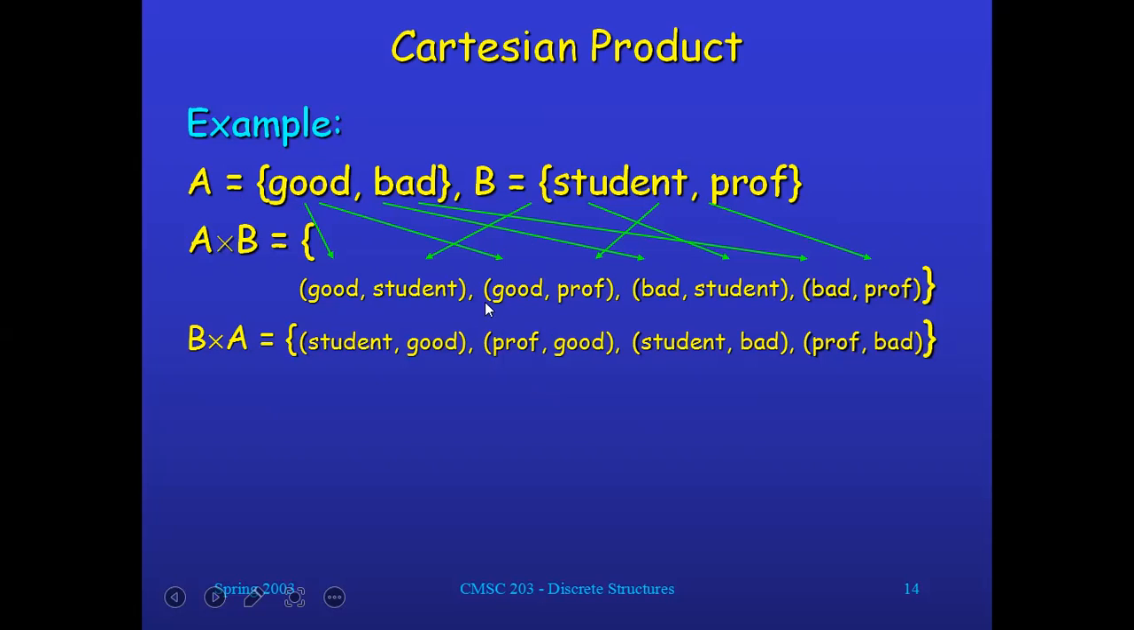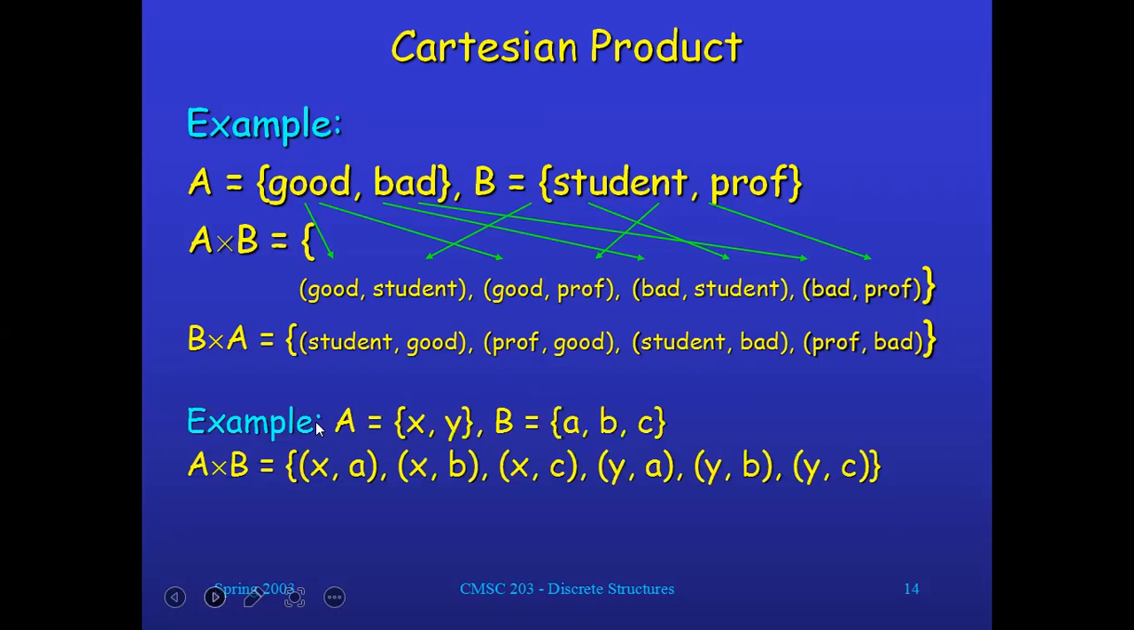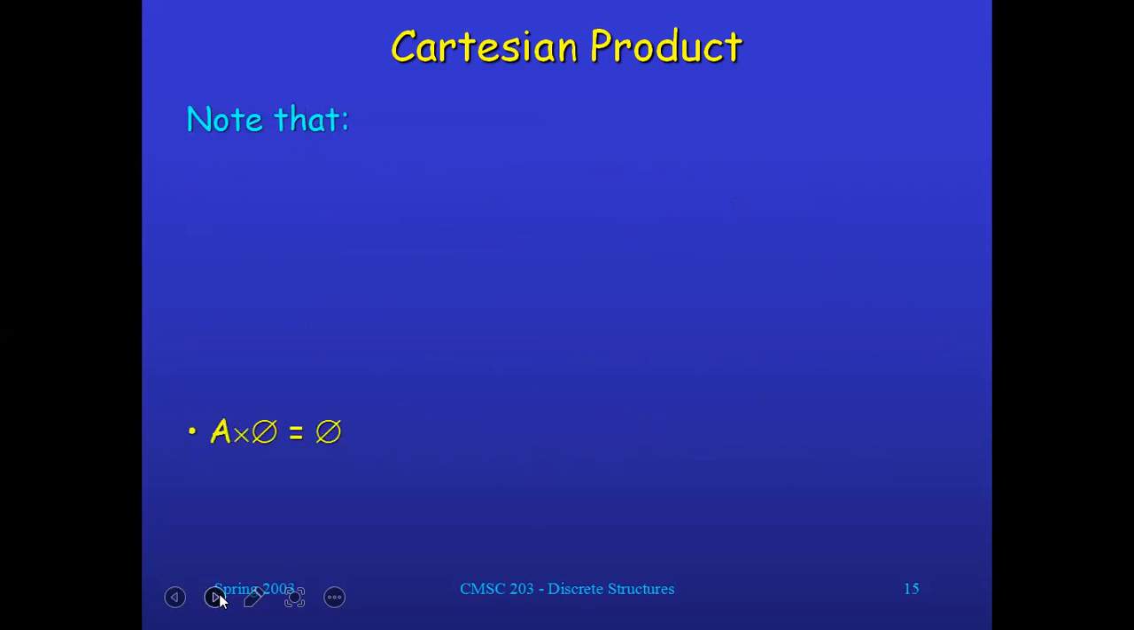Similarly, we can get the Cartesian product of these two sets A and B. For example, if A is equal to {X, Y} and B is equal to {A, B, C}, then A cross B will be XA, XB, XC, YA, YB, and YC. So how many elements will there be? 2 multiply 3, 6 elements. We have to remember that the Cartesian product of any set A with the empty set will be empty, and similarly the Cartesian product of the empty set with any set A will also be empty.